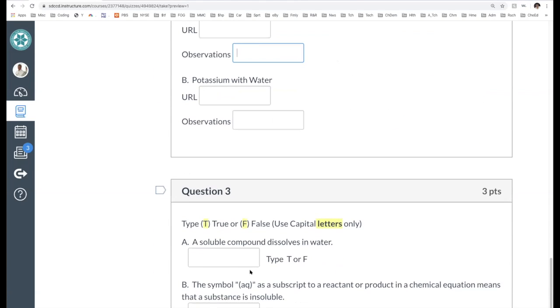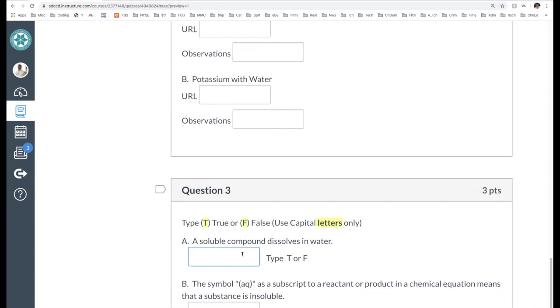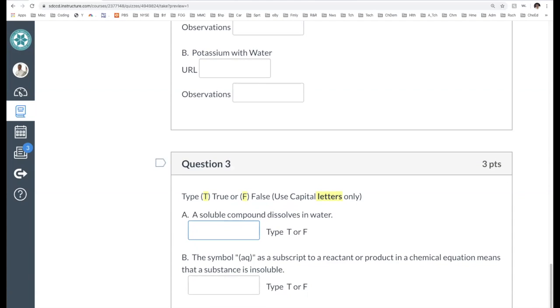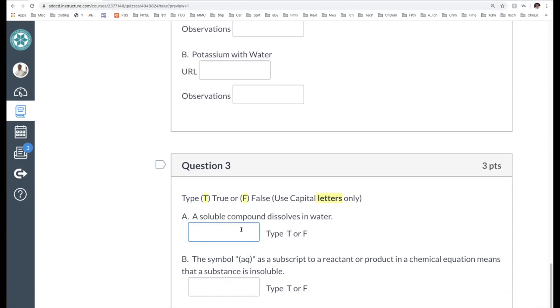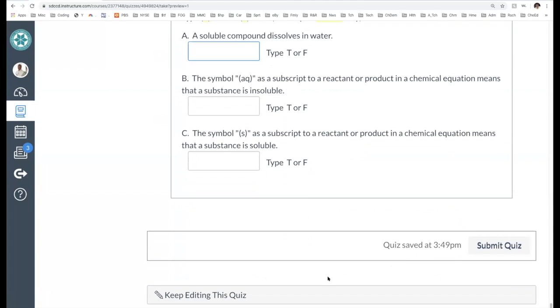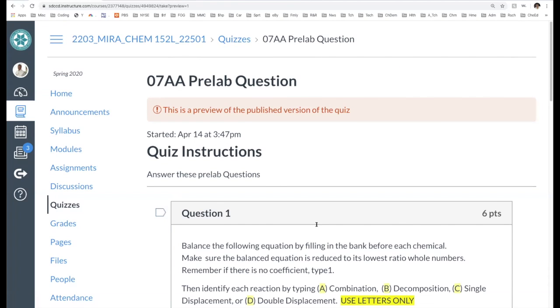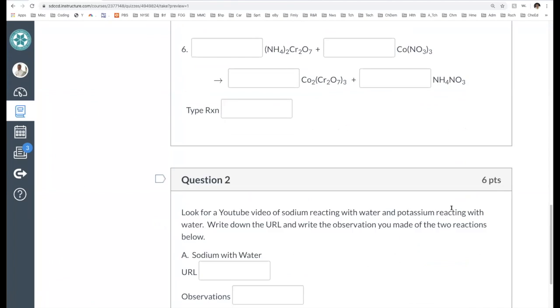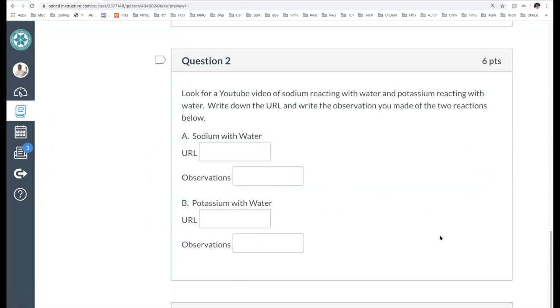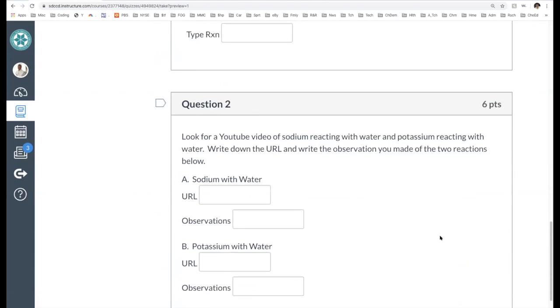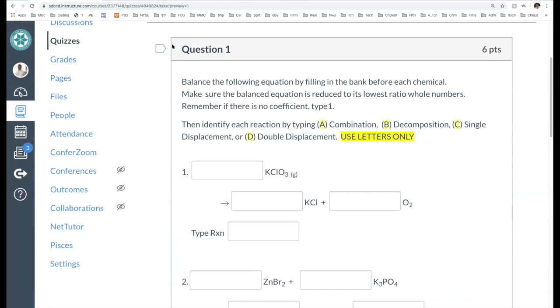Finally, these are true false. These are the same as in your lab manual. A soluble compound dissolves in water, true or false. And use only the letters T or F. Again, no parentheses. Hopefully that's clear. So let me get out of here, okay? And this whole thing, this is worth 6 points. This is worth 6 points. This is worth 3 points. So that's a total of 15 points for your pre-lab.